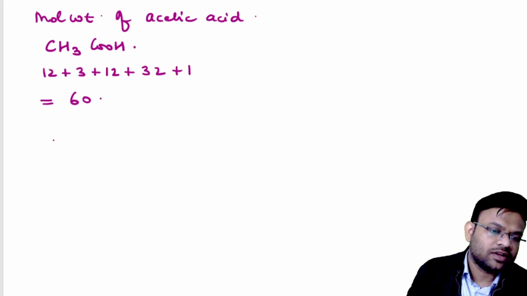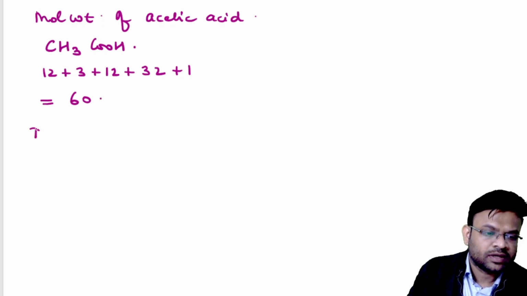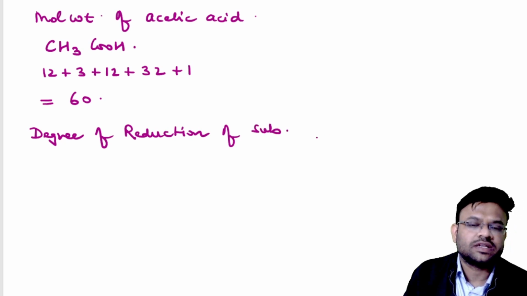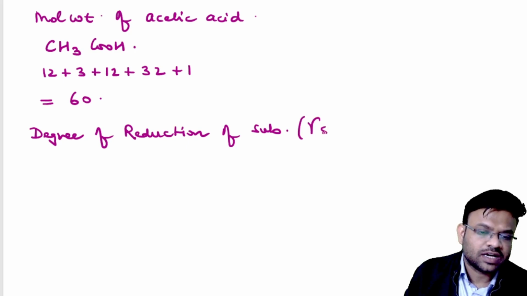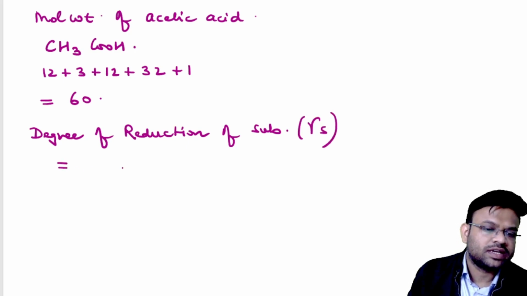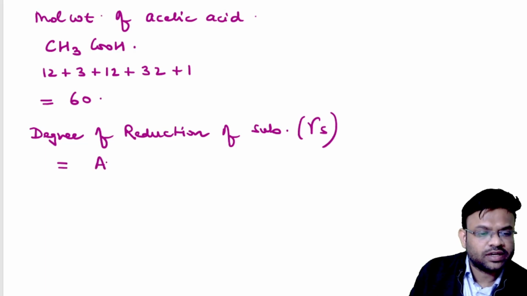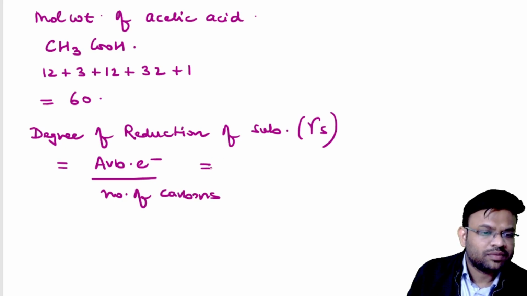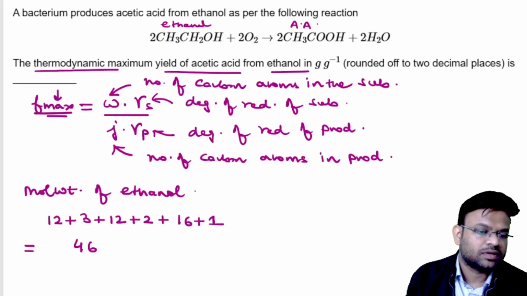Let us calculate the degree of reduction for the substrate. Degree of reduction of substrate. And what is your substrate? It is basically ethanol. So I'm writing it as gamma S. And what is the degree of reduction? It is equal to the available electrons divided by number of carbons. Now what is the available electrons in case of the ethanol?